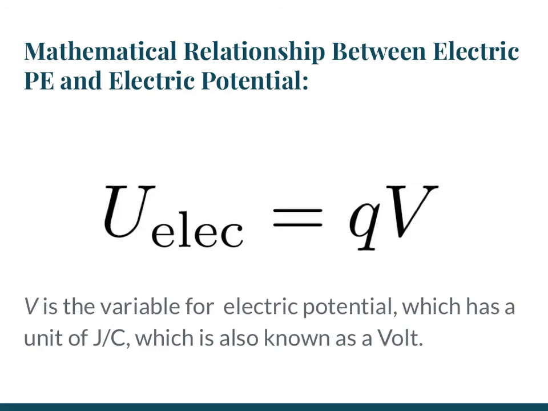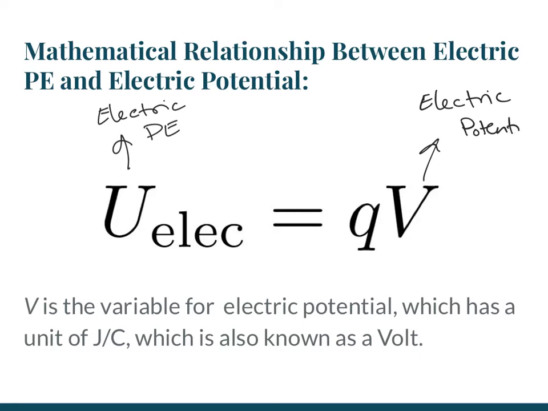So one of the big things today is going to be this equation, the mathematical relationship between electric potential energy, which is the U, and electric potential, which is the V. So I'm going to write that out. U is electric potential energy, and V is straight up electric potential. So we talked briefly about the difference between these two things in the last video.